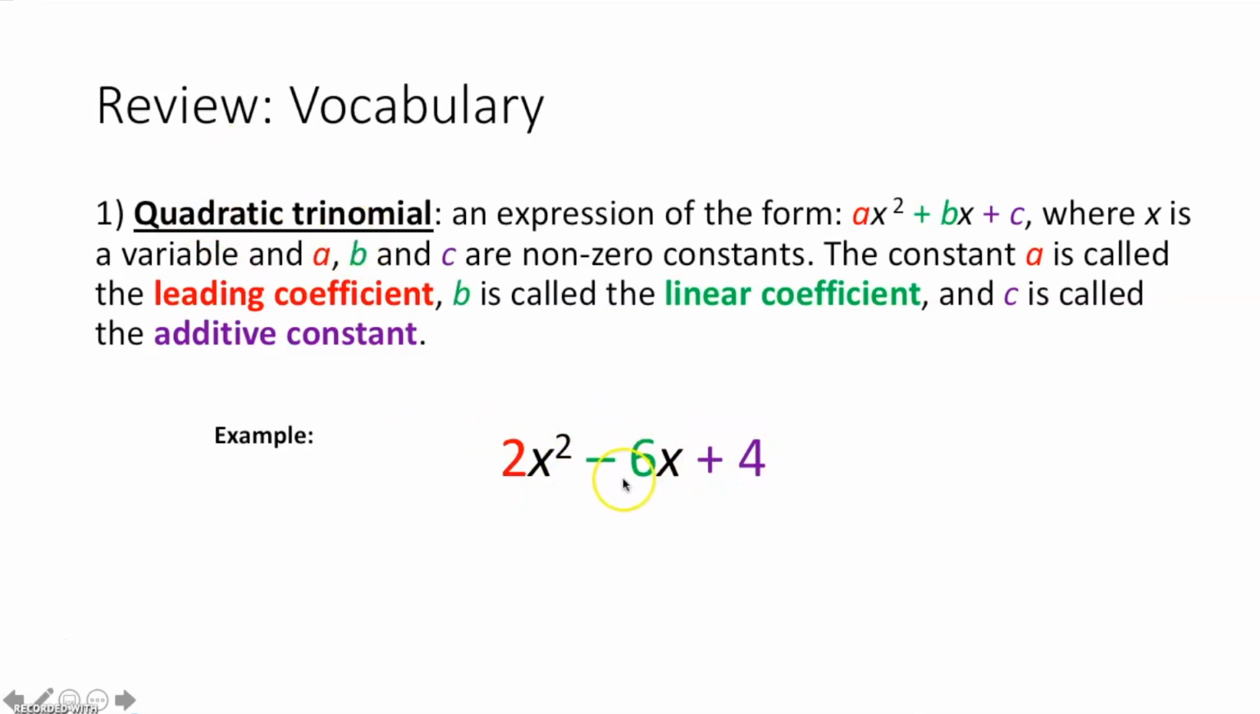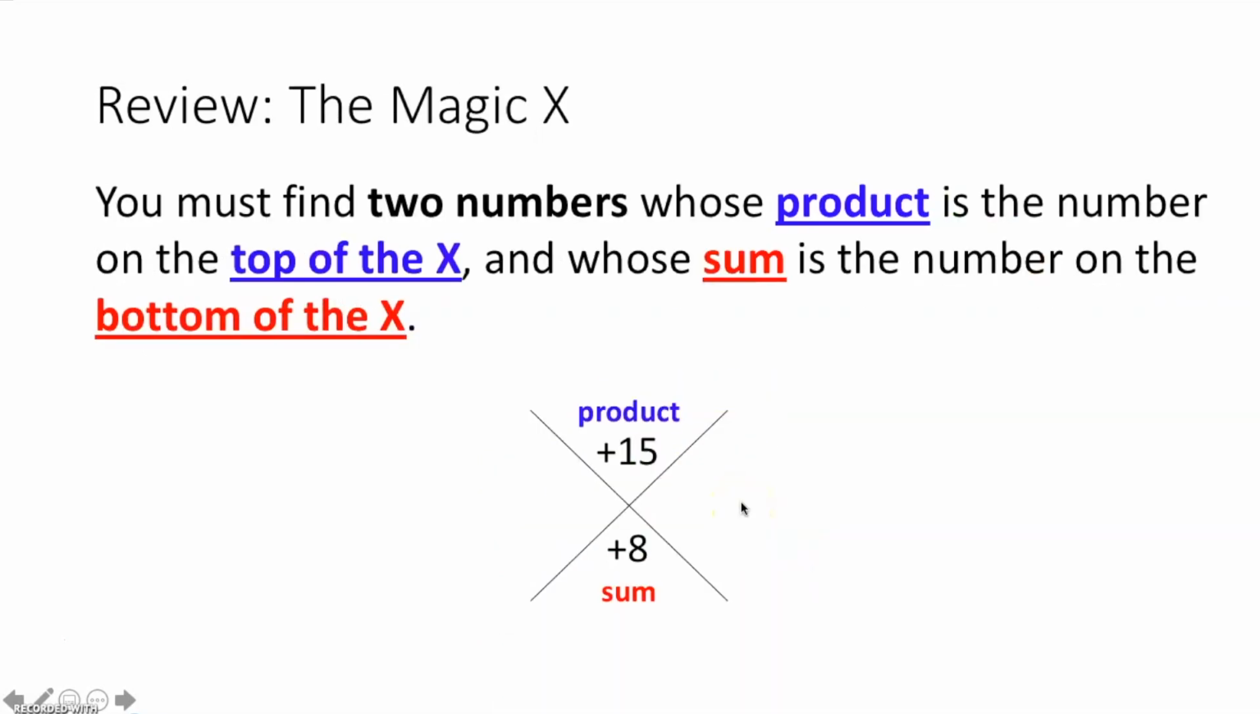What I need you to do is be able to pick out what is your a value, what is your b value, and what is your c value. So in this case, we have an a value of 2, a b value of -6, and a c value of 4.